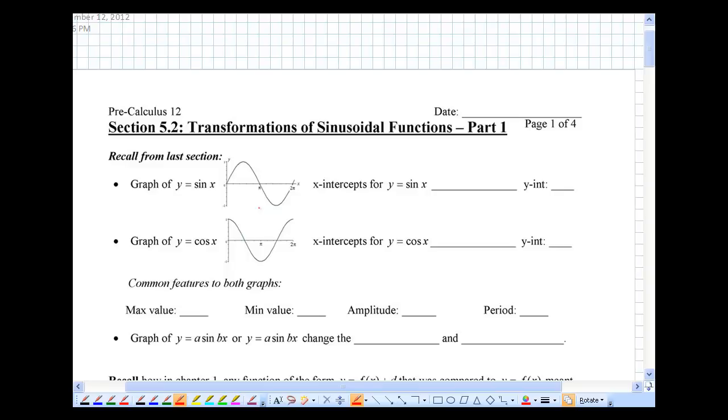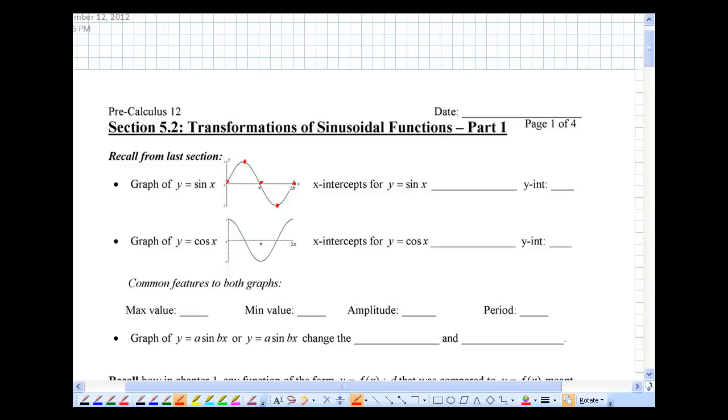So I thought I'd just start today's lesson by recalling what you learned from last section. In last section, we looked at two new graphs, the graph of y equals sine x and the graph of y equals cosine x. And I already drew a nice little sketch for you here. Remember, the key parts of sine x: it starts at 0, goes up to 1, then down to 0, down to -1, then ends at 0 with 2 pi.